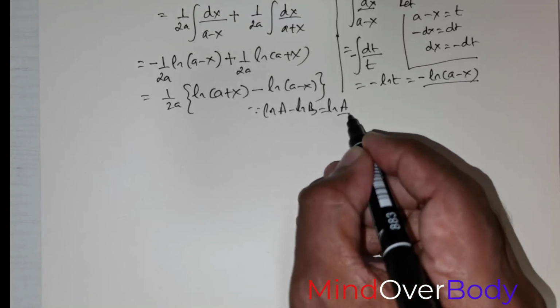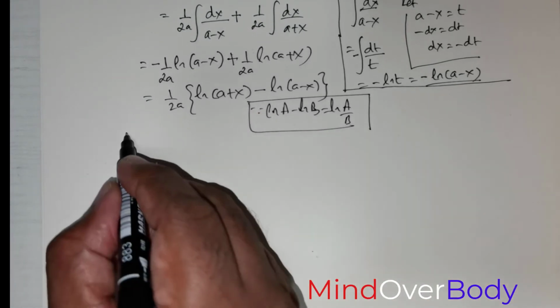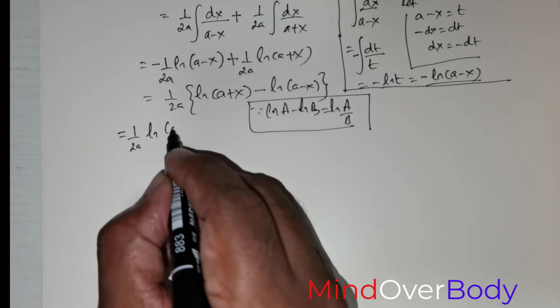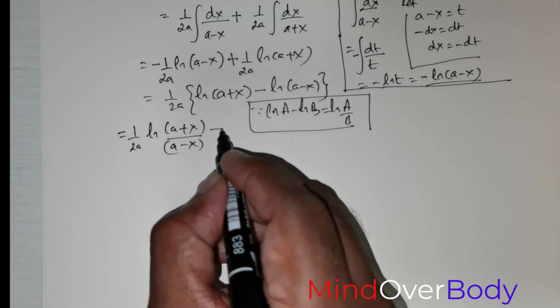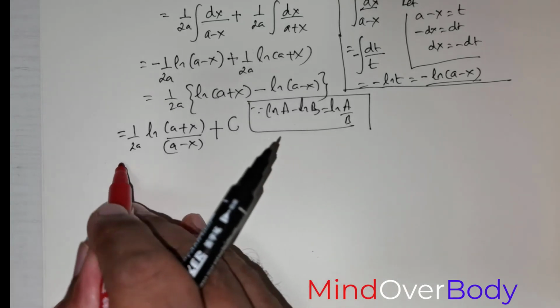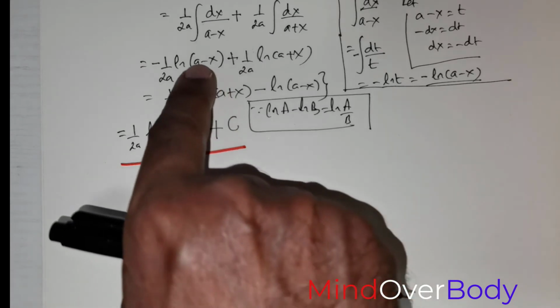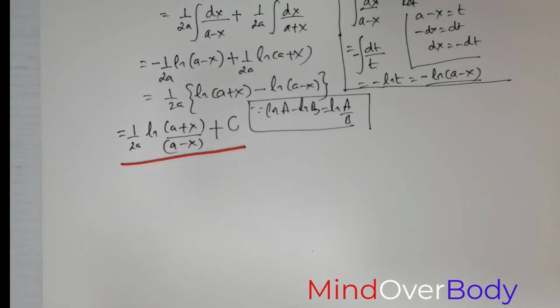That's nothing but ln of a over b, right? We know this formula. So by this formula, this is equal to 1 over 2a ln of a + x over a - x + arbitrary constant c, which is exactly the required formula which has been given to us. So that's a good place for us to draw the red line. The most important observation is to pay heed that there is a presence of a negative sign before x.